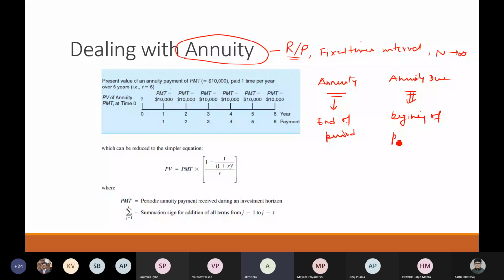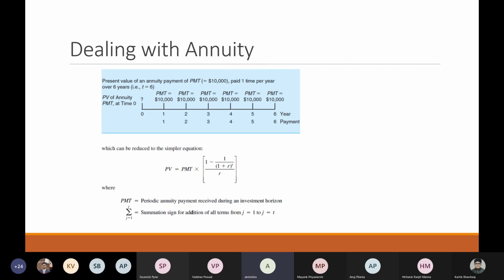Beginning of period. So only this difference between annuity and annuity due is there. Otherwise, all the definition is same. So we will take this example to understand the present value of annuity due. So here you can see that at the end of every year, certain amount is expected.